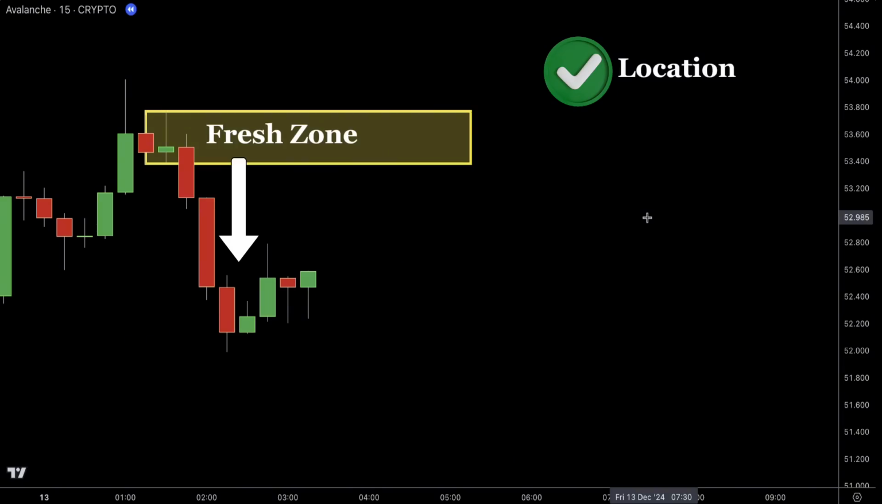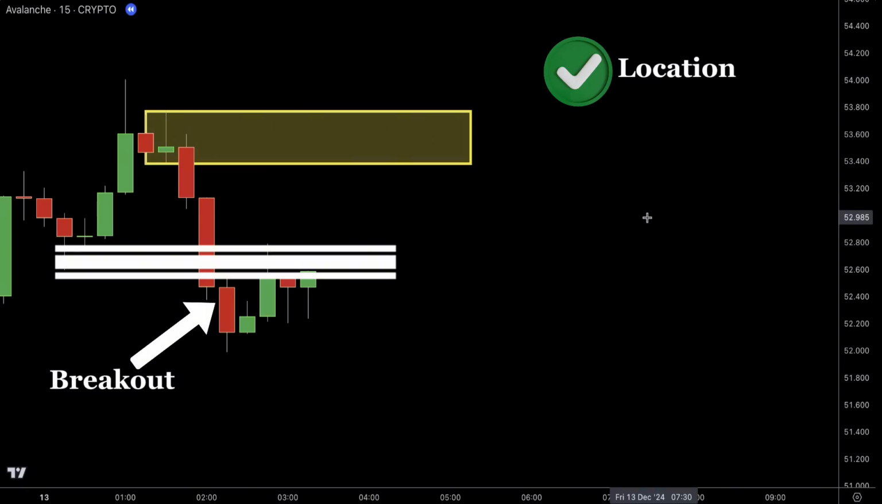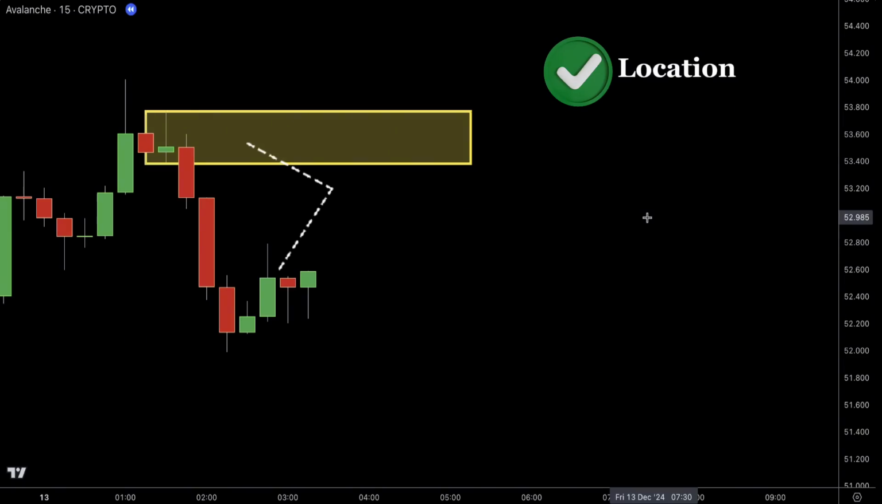The zone is fresh, meaning it's being tested for the first time, which often leads to stronger reactions. A prior market structure has been broken, further confirming that institutions are driving the price. There's a clear gap between this supply zone and the next major level, providing room for price movement. These factors confirm that this is a solid institutional supply zone.